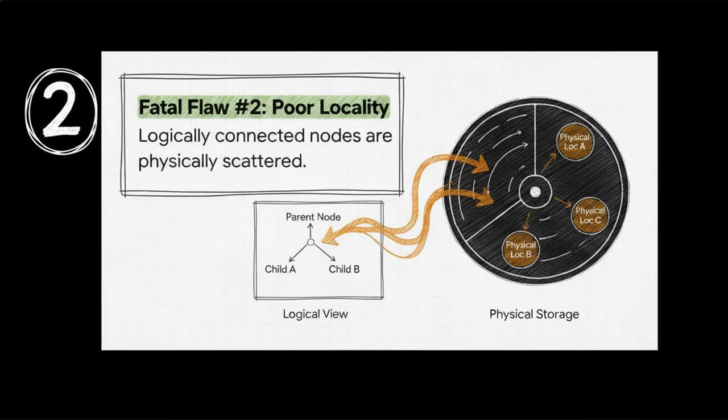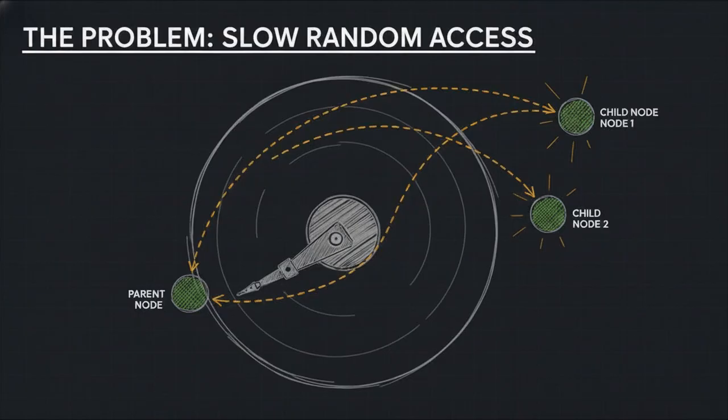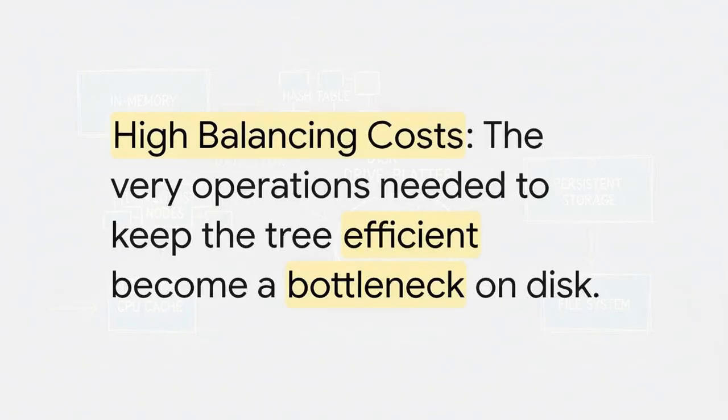It's called poor locality, and this is all about where the different nodes are physically stored on the actual disk. Just think about it. When you're adding new nodes, they just get stuck wherever there's room. On a disk, that means a parent and its child could be on completely different sides of the platter. So when your code follows a pointer from a parent to its child, you're not just making a neat little jump in logic, you're forcing that physical read head on the disk to fly from one spot to a totally random one somewhere else. That kind of random jumping around is, without a doubt, the slowest possible thing you can ask a disk to do.